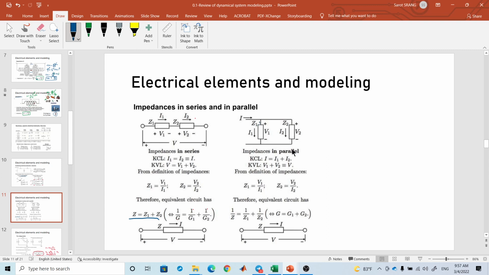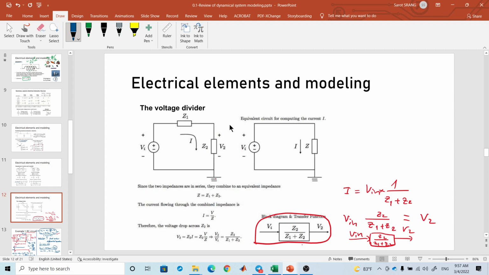If you have impedances connected in parallel, then the total conductance is the sum of each of the conductances, right? It means the inverse of resistance. So it's very easy to formulate that.